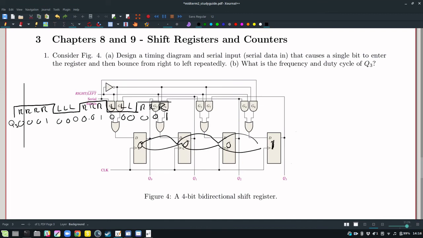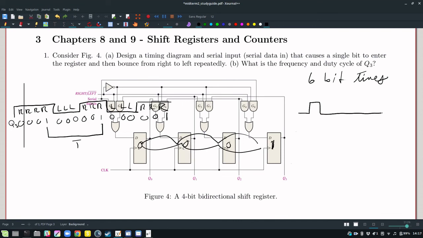Okay. But look at this signal now, because the question is, what's the frequency and duty cycle of Q3? Well, I didn't really say what the clock frequency is, but you get the period here is there's 1, 2, 3, 4, 5, 6 bit times go by before the 1 returns, and so let's call that the period. And so you can say 6 bit times, and then the duty cycle would be 1/6. So this is what it would look like here.